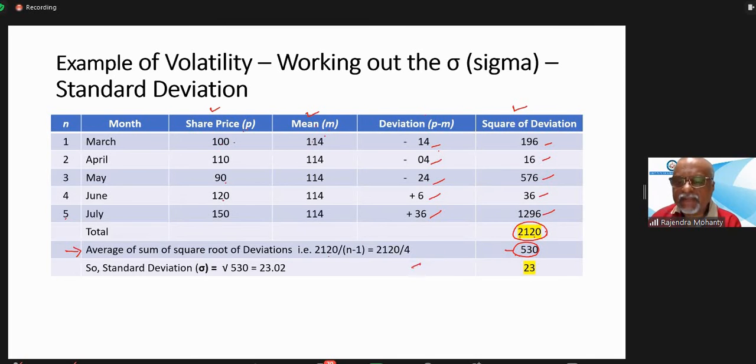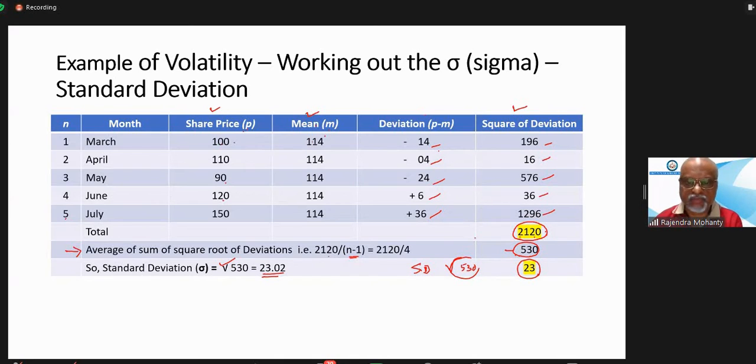Now the standard deviation will be the square root of 530. The square root of 530 is called sigma, or standard deviation, which is approximately 23. So I can say the standard deviation for this is 23. Okay, so always remember that for a small data sample, you have to divide by n minus 1 to get the correct answer. That is a simple thing.